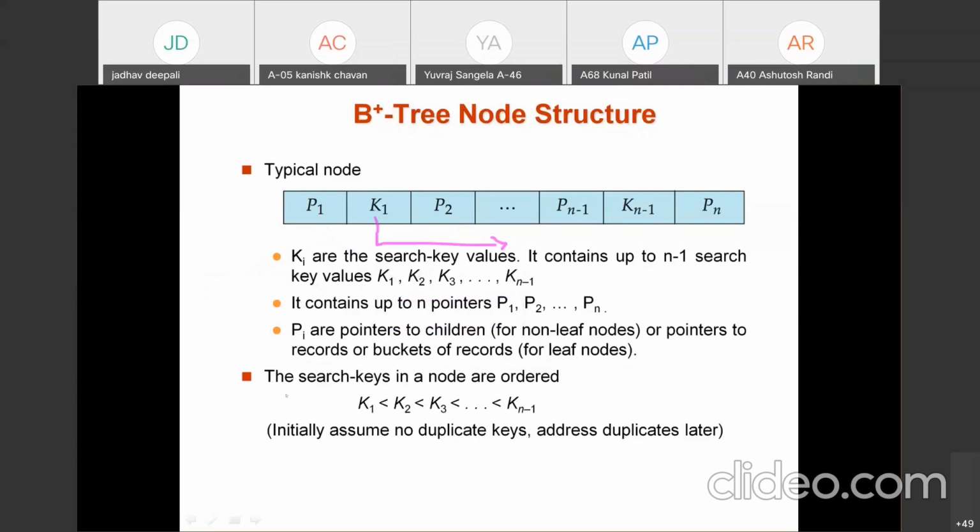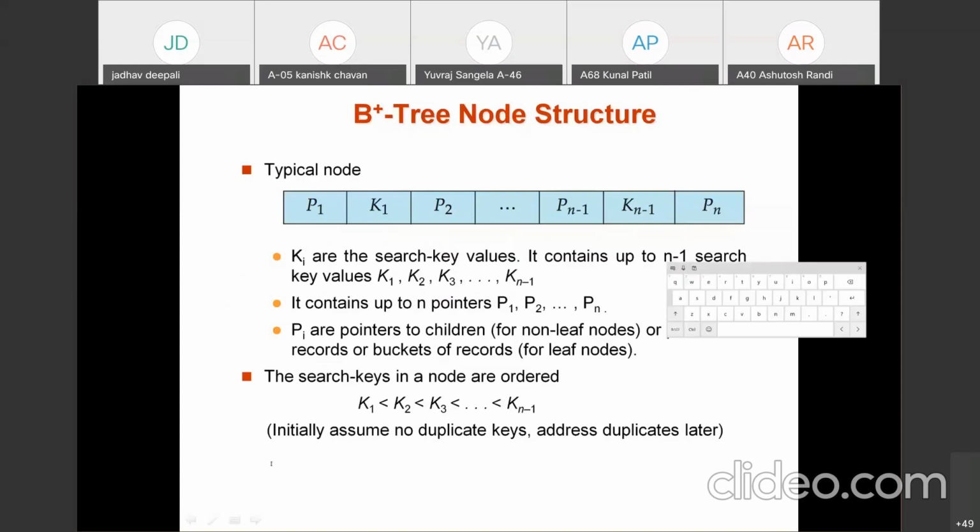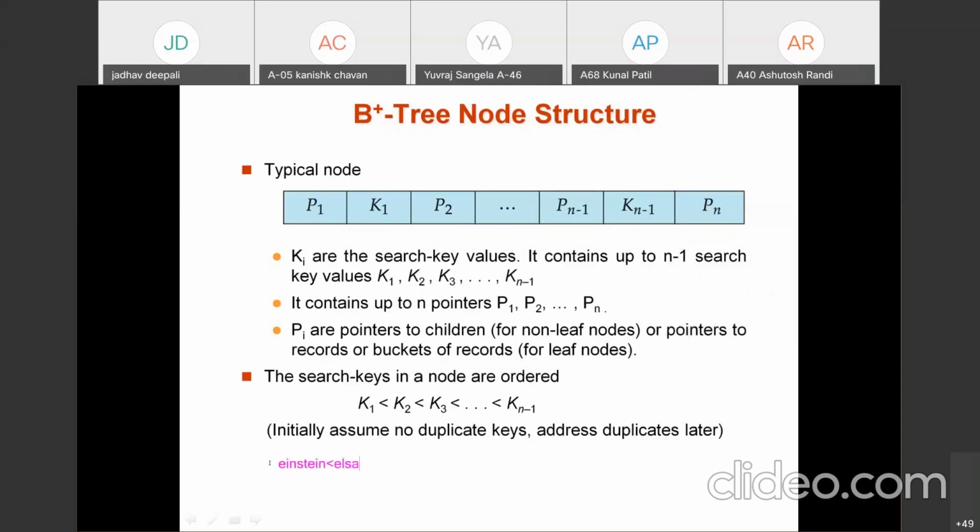Now the search keys in a node are always ordered. K1 is less than K2 is less than Kn. If it is a number, it is in numerical sequential order, and if it is alphabetic, then it is in alphabetic order. If we consider our search key is a name, then Einstein always comes first, then Ilse, whatever the names, then Mozart.